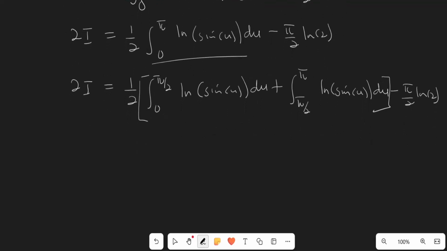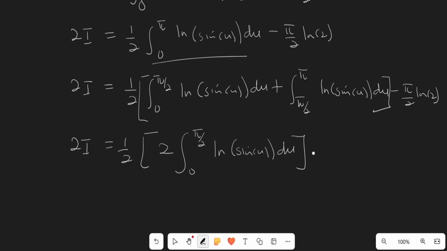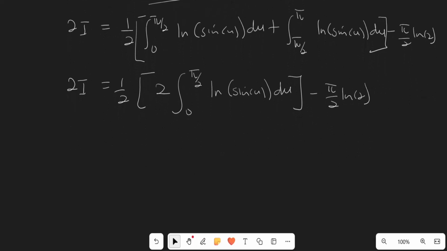But this can be split into two integrals. From 0 to pi over 2 and from pi over 2 to pi is 2 times the integral from 0 to pi over 2. So this is 1/2 times 2 times the integral from 0 to pi over 2 of the natural logarithm of sine of u du, minus pi over 2 natural logarithm of 2. Now, this 2 and this half will cancel out. We have the integral from 0 to pi over 2 of the natural logarithm of sine of u du minus pi over 2 natural logarithm of 2.